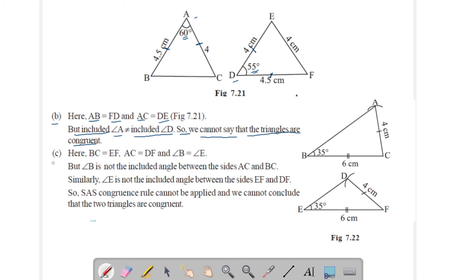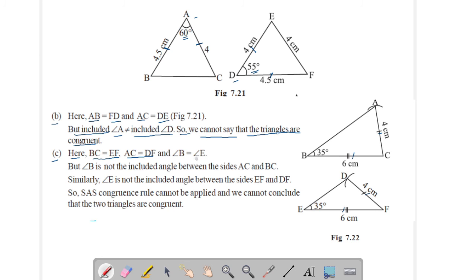Now come to C part. Here the triangles are ABC and DEF. So see here what is given to you. Here BC equal to EF. BC, that is this side, is equivalent to EF, each of 6 centimeter, and AC equal to DF. AC, that is this side, is equivalent to DF, that is this side.